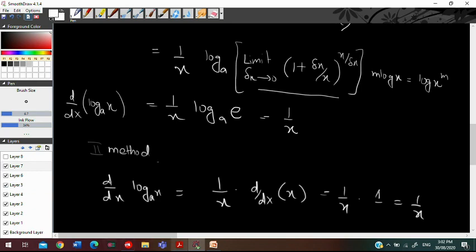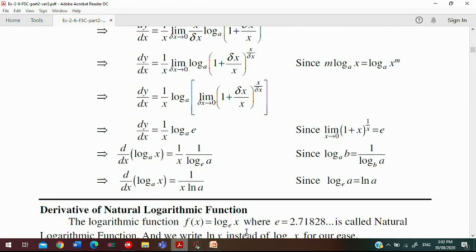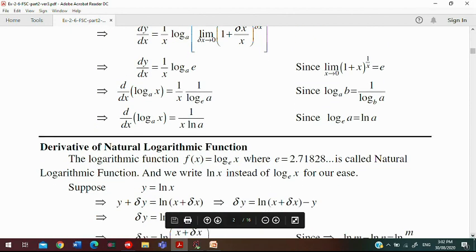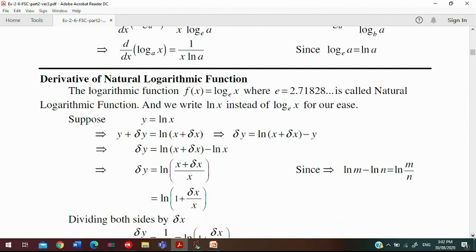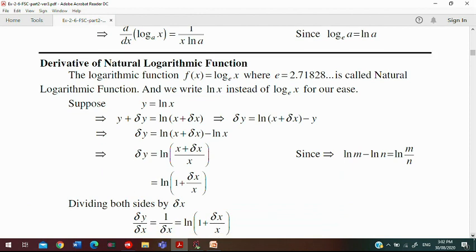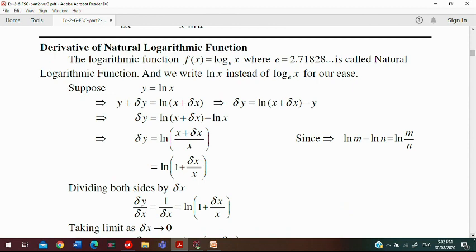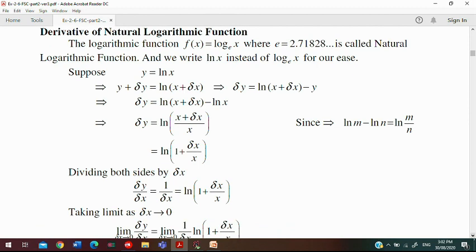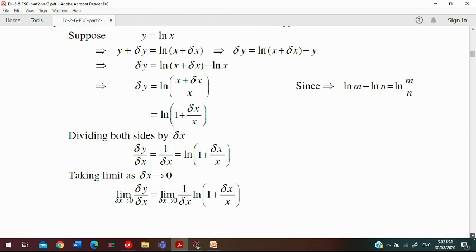Now here we have one corollary of this actual function, the derivative of the natural logarithmic function. That was the general logarithmic function which we have done, and now we have the derivative of the natural logarithmic function, in which we use log of x, ln of x. This is the natural logarithmic function, but you can see the calculations are the same. The first step, y is equal to log of x.